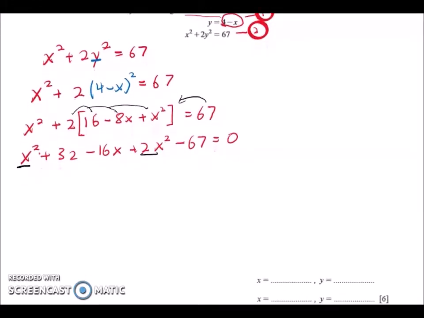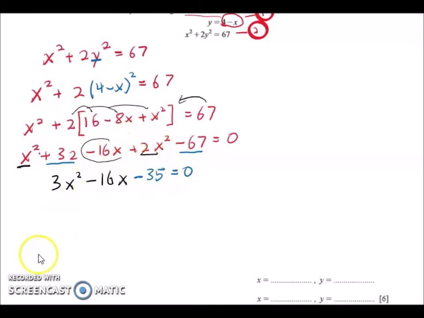Okay, so we'll be getting 3x squared, and then we look at the x. You have only one here, so it's a negative 16x, and then we have a constant which is a positive 32 and a negative 67. So we simplify it, we'll be getting negative 35.